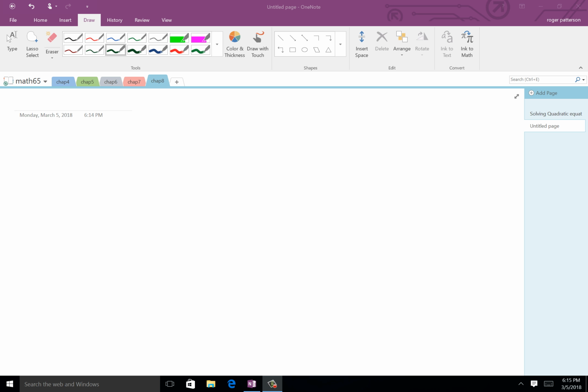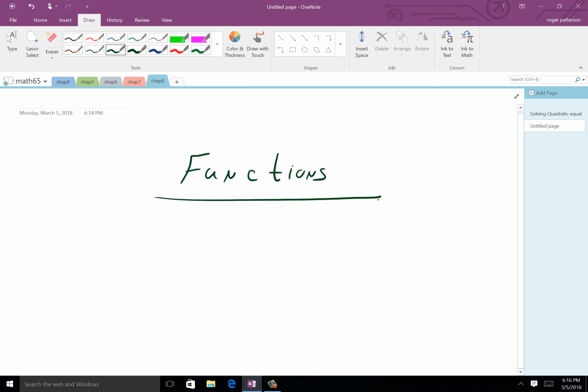Okay, so this section 8.6 talks about functions, which is really important in advanced mathematics. It's all about functions. That's what it's about.